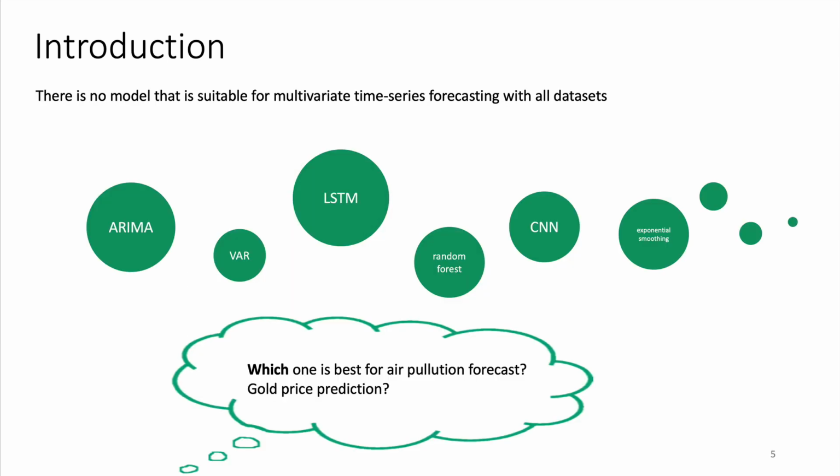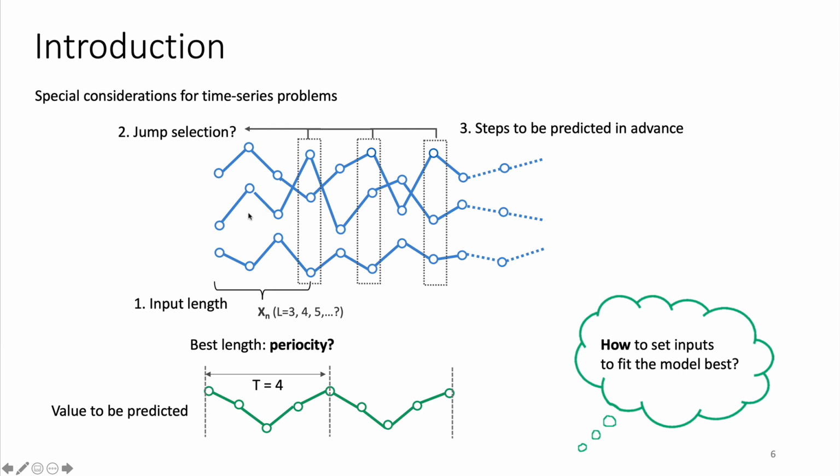However, multivariate time series forecasting has some problems. First, with a variety of forecast models, which one is the most suitable for a given dataset? Second, we have different settings for the input time series. For example, we can choose different lengths as input time series. It may depend on the problem. There is an open question: if the input is a periodic time series, is it the best choice to set the length of input with the period? There are many other variables. In such a case, how to set these parameters to fit the model best?